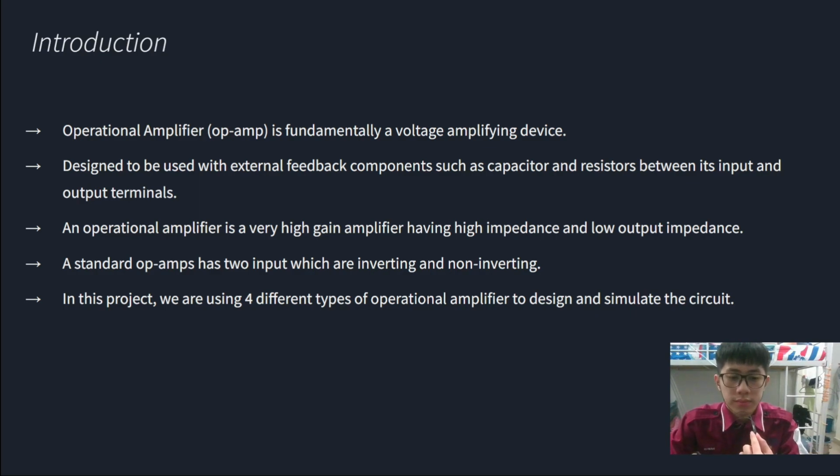Next is the introduction. An operational amplifier (op-amp) is fundamentally a voltage amplifying device. It is designed to be used with external feedback components such as capacitors and resistors between its input and output terminal. An operational amplifier is a very high gain amplifier having high input impedance and low output impedance.